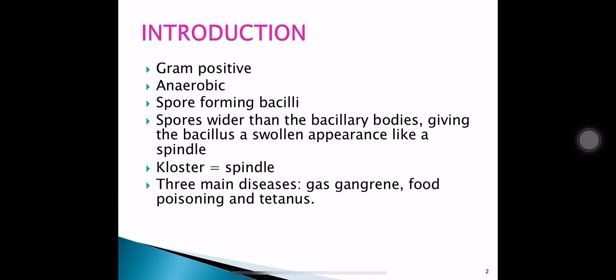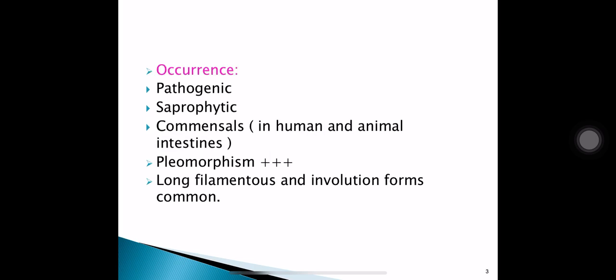Introduction to Clostridia. Clostridia are anaerobic bacteria. They are gram-positive anaerobic spore-forming bacilli. The spores of Clostridia are wider than the bacillary bodies, giving the bacillus a swollen appearance, like a spindle. Closter means spindle, and from this they got the word Clostridia. Three main diseases are caused by Clostridia: gas gangrene, food poisoning, and tetanus.